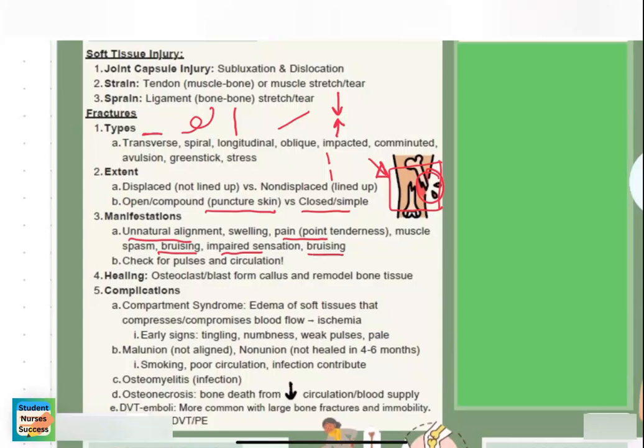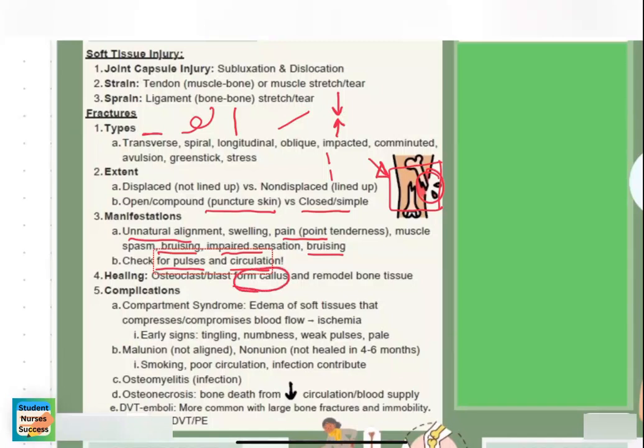So also for manifestations, you want to make sure you check for your pulses and check for circulation to make sure that it's not been compromised once there is a fracture. Healing: what happens with healing is that osteoclasts and osteoblasts form at the site of the fracture and form a callus.